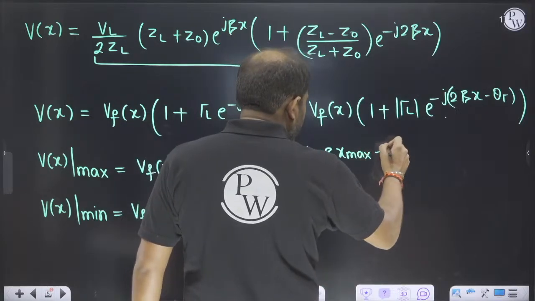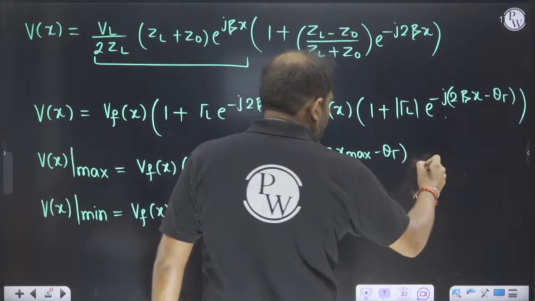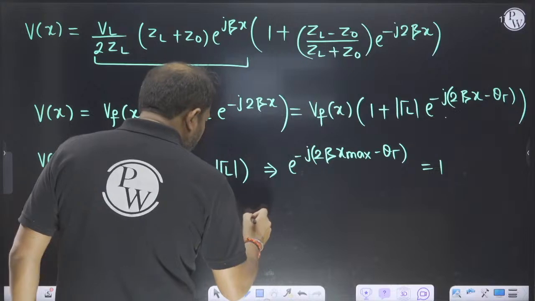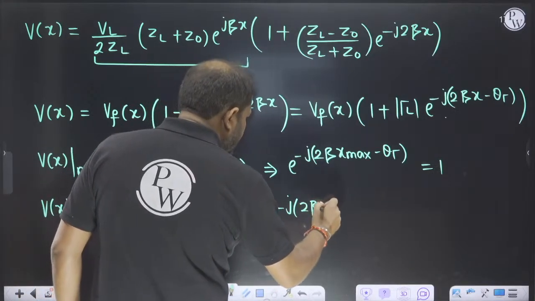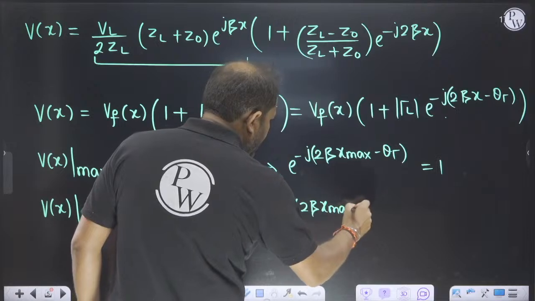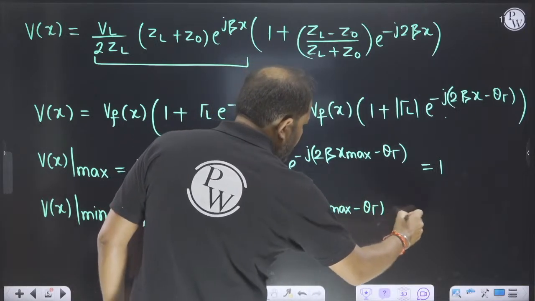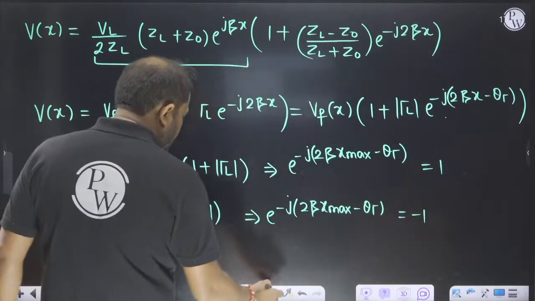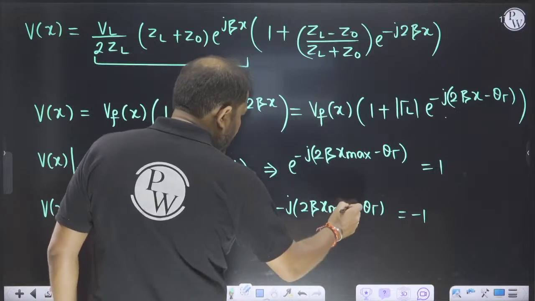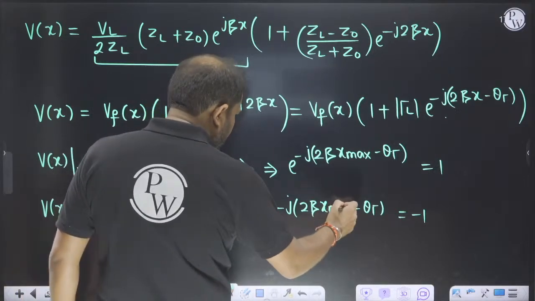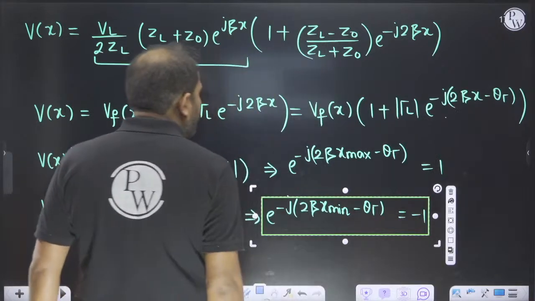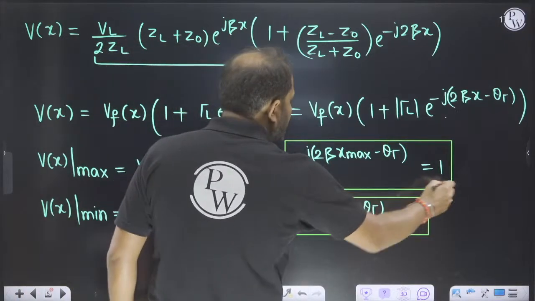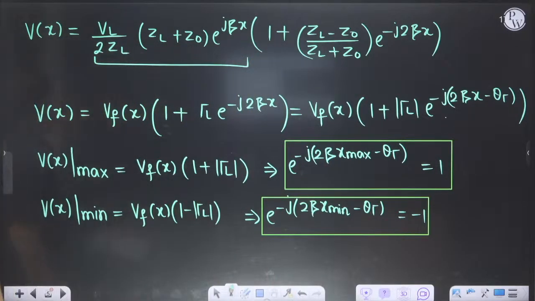should be 1. And if I ask what the value is for this one, in this case 2βx_max minus theta_gamma should be equal to minus 1, so in this case we have minima. So for minimum it will be minus 1, for maximum it will be plus 1. So this is the condition for minus 1 and plus 1.